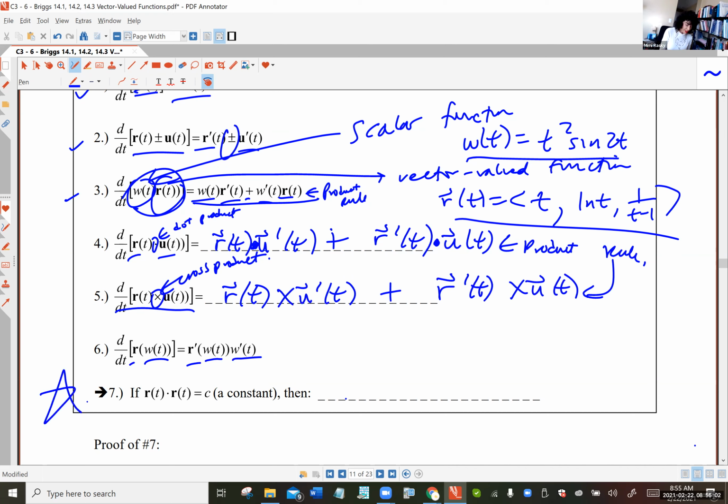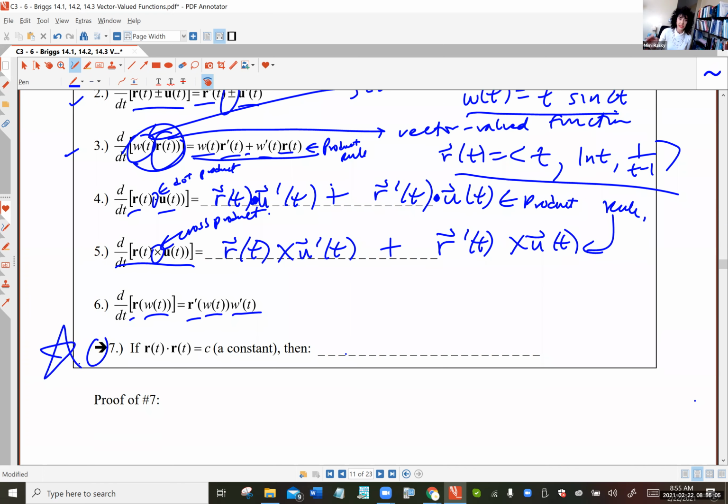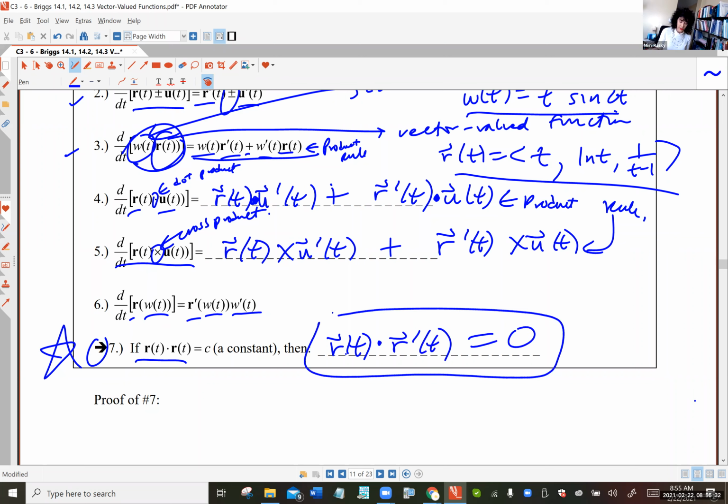Fine. Now this one I have a little arrow by because it's really weird and I'm going to prove it. It's not intuitive. If you take the dot product of a vector valued function with itself and it gives you a constant, just a pure number like 5, it turns out that the dot product of the original vector valued function with its own derivative is 0. Now, what does it mean when the dot product of two vectors is equal to 0? What can we say about the relationship between those two? They're orthogonal. Yes, very good. They're orthogonal. Nice.